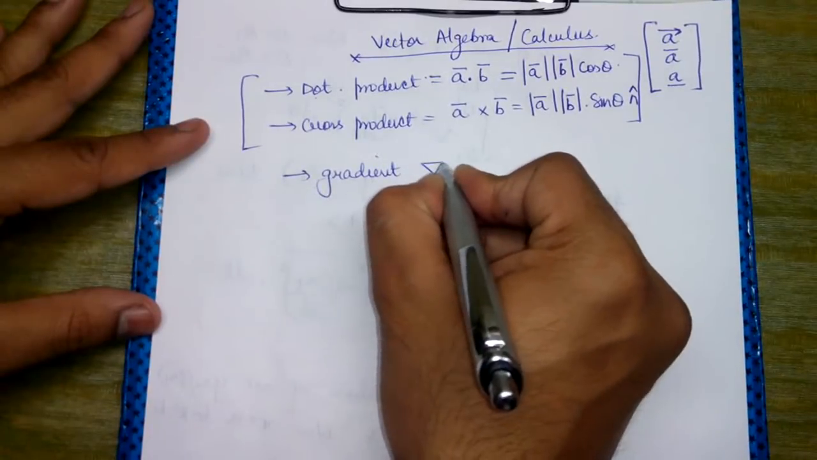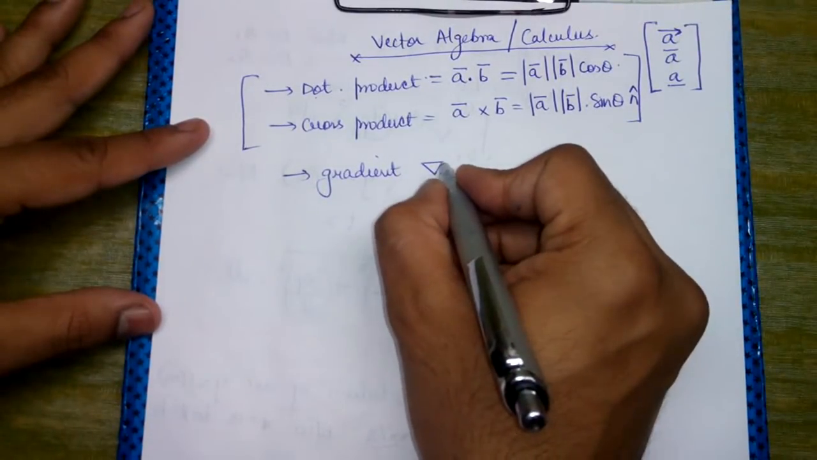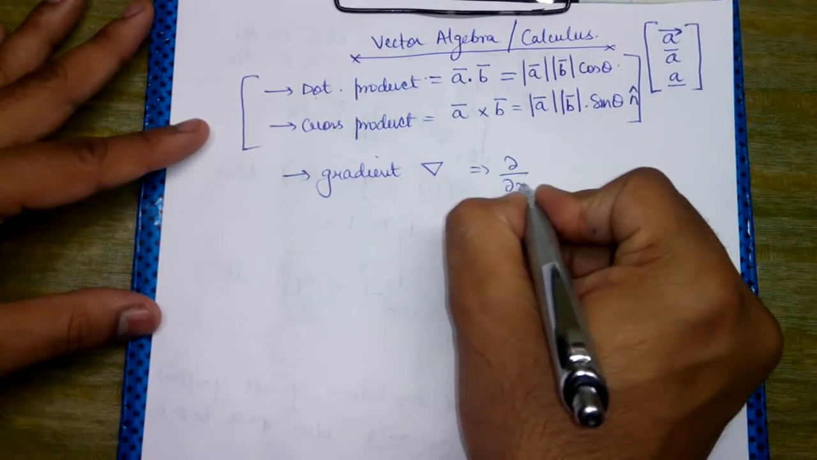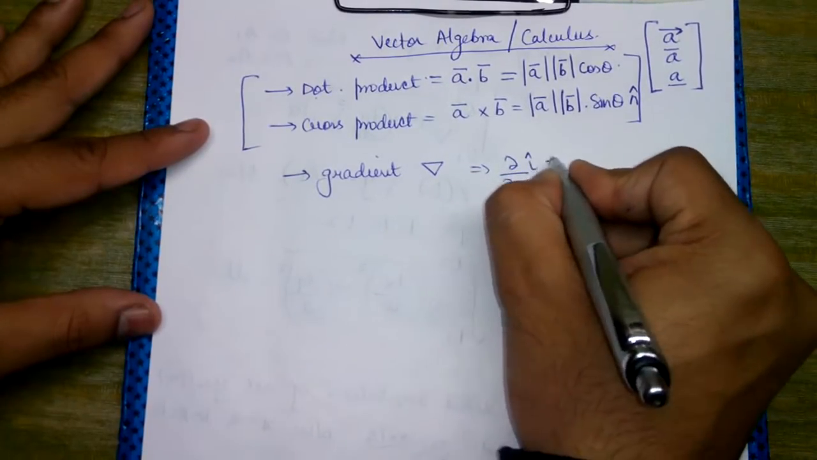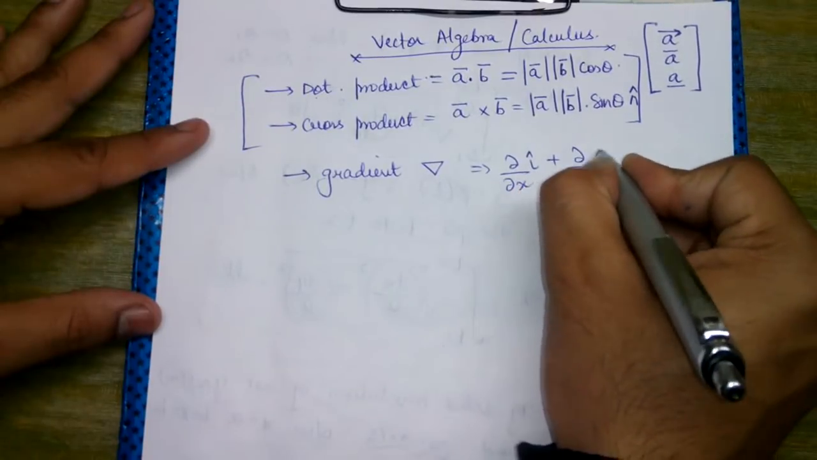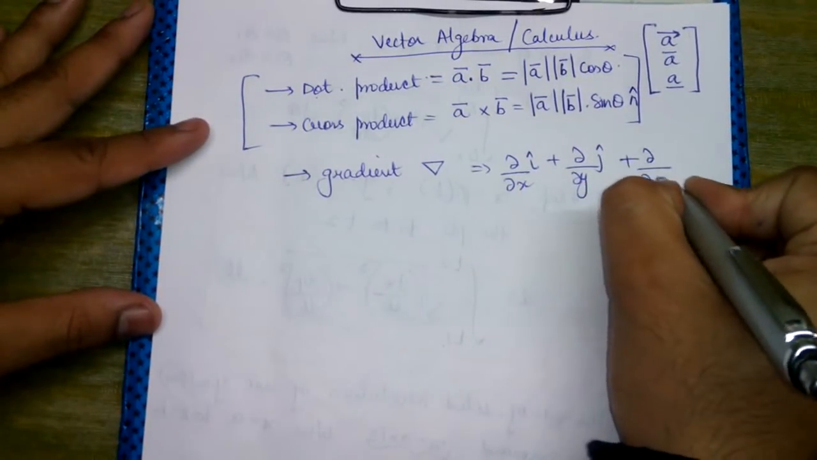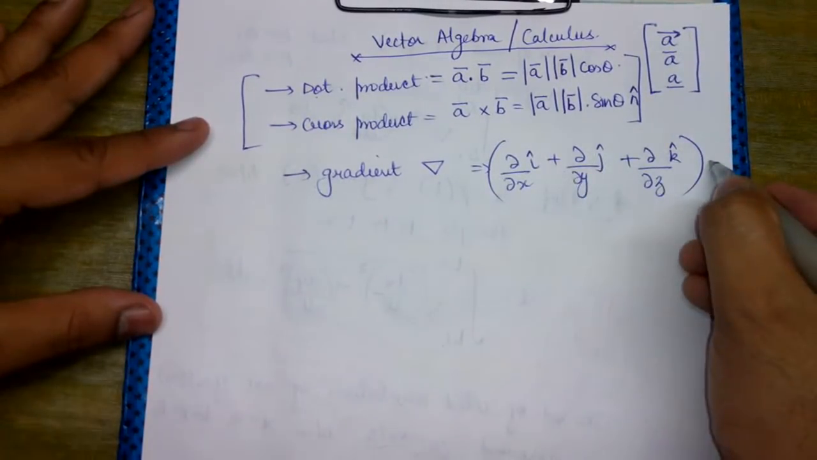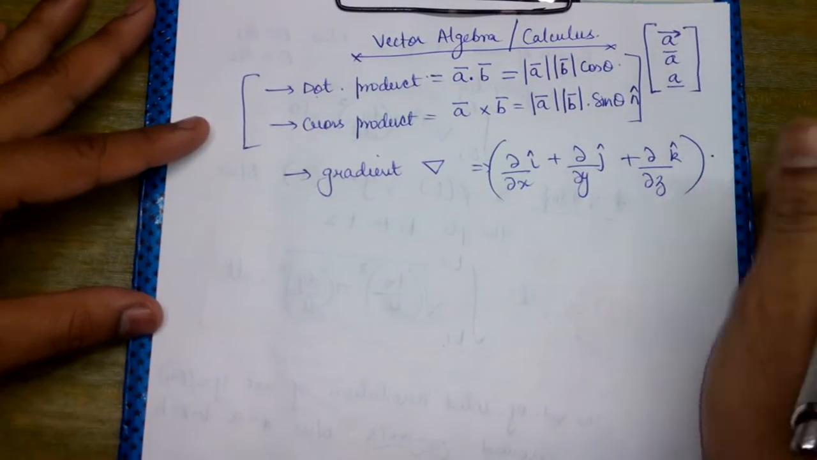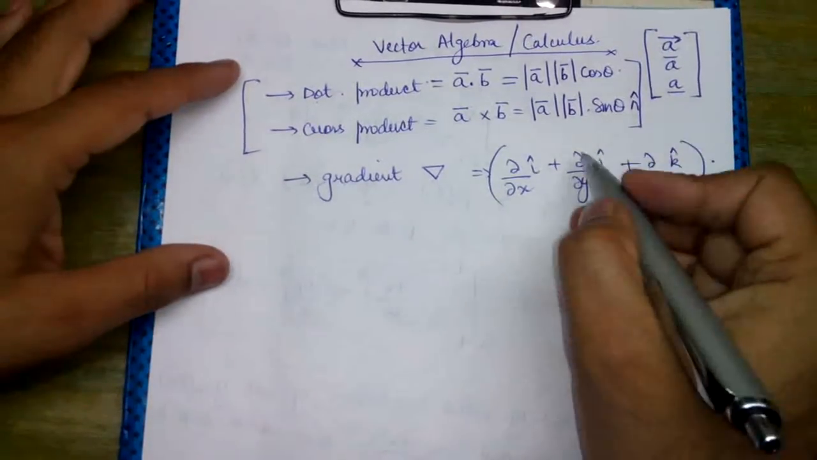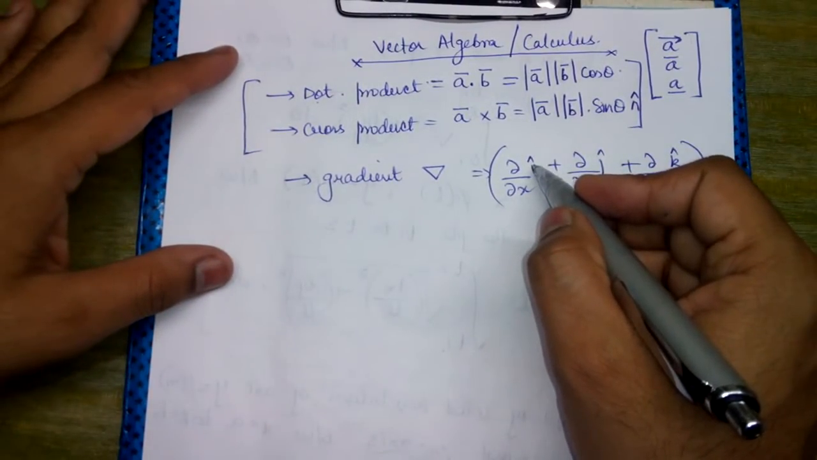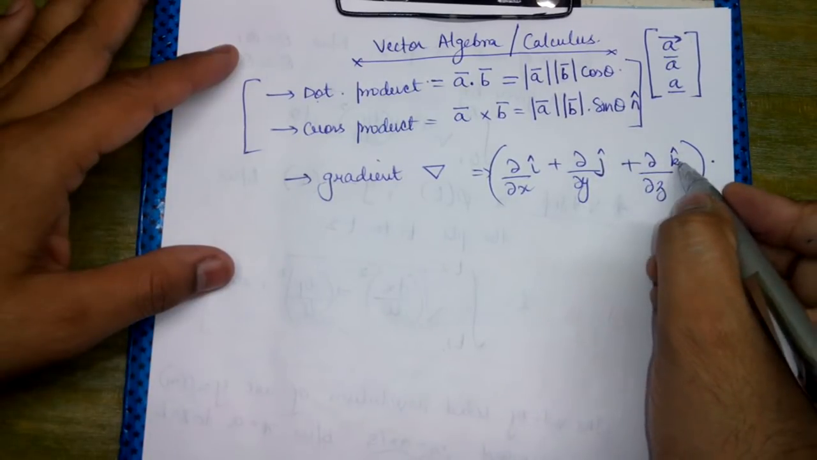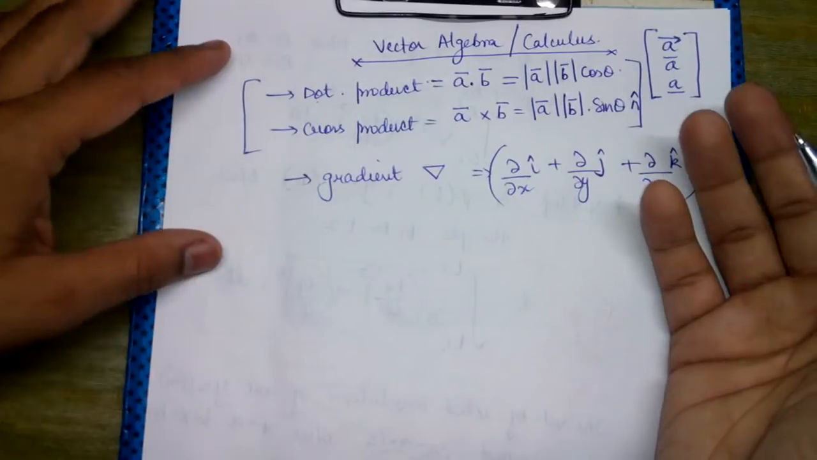It is represented by this inverted triangle. This is called nabla, and this is nothing but del by del x of i cap plus del by del y of j cap plus del by del z of k cap. So into the function, we will multiply by whatever function has been given to us. i cap is the unit vector along the x axis, j cap is the unit vector along the y axis, and k cap is the unit vector along the z axis.